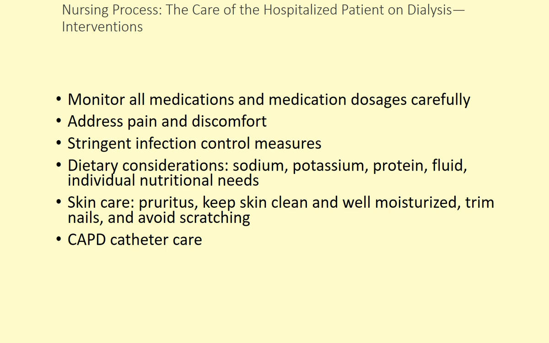Let's see here. Interventions for patients on dialysis. You're going to monitor all medications and medication dosages carefully because there are certain medications that are processed by the kidneys, and if the kidneys are not functioning correctly, then not only will it try to process it, but it will also not process them correctly. So let's use the example of you taking a multivitamin. You take it in the morning, whatever your body doesn't need, you usually urinate it out. That's why your urine is so dark from taking the multivitamin.